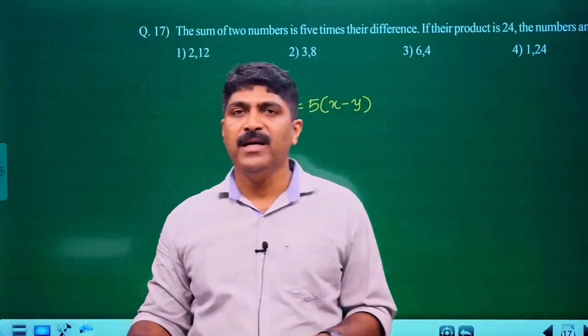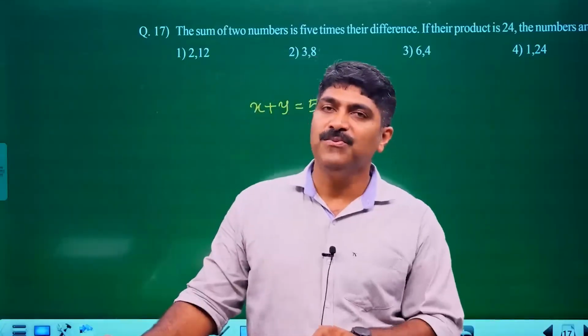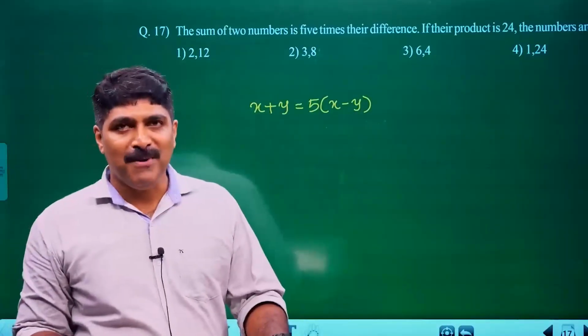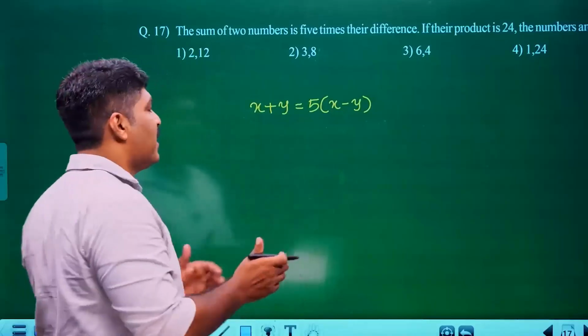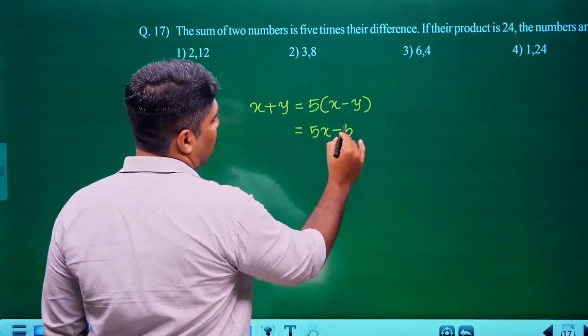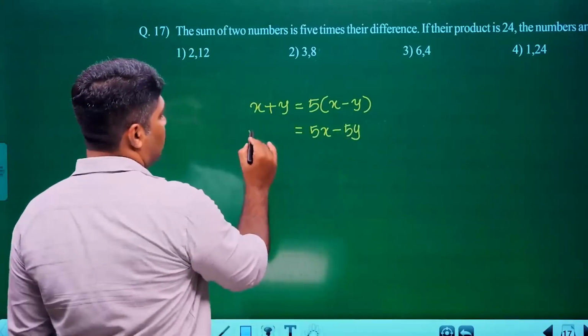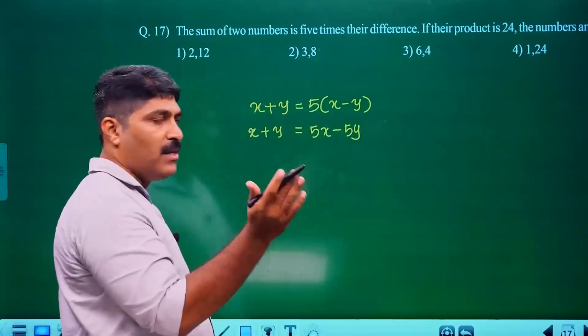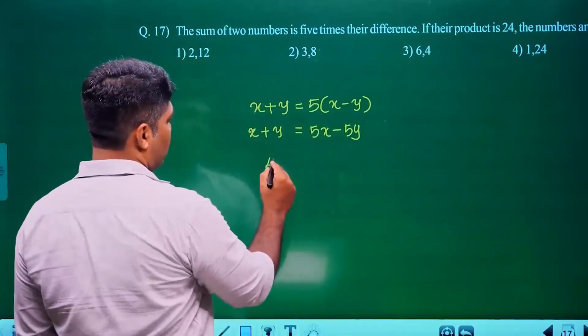That means we cannot find unique values for x and y, but some ratio-wise conclusions are possible. So how to do the ratio-wise conclusions? Here on the right side, we have 5x minus 5y. On the left side, that is x plus y. So take x and y on the same sides. Got it? Here 5x minus x, that is 4x.